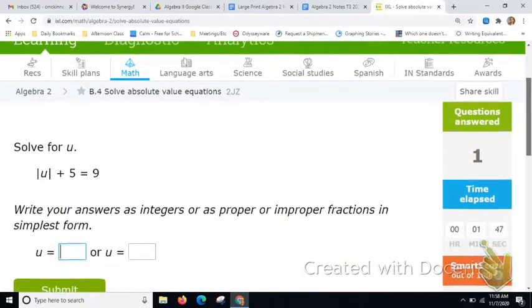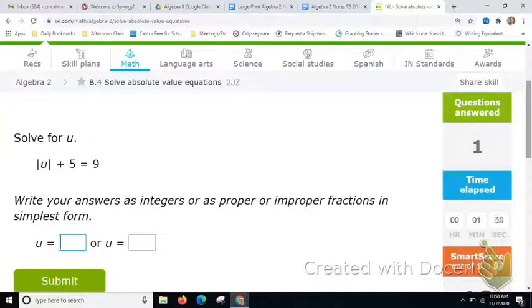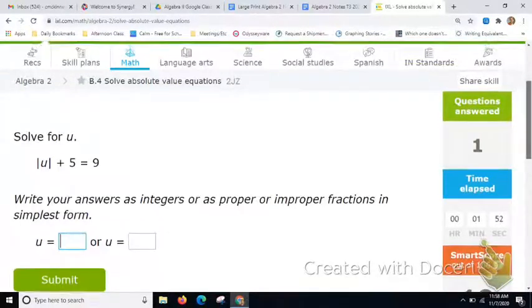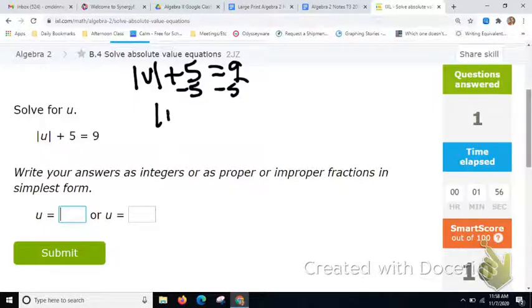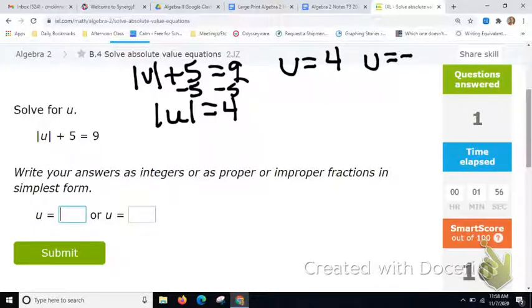So now this time, the absolute value bars are not by themselves. We have to get that by itself first. So absolute value of u plus 5 is 9. Take away 5 on both sides, becomes the absolute value of u is equal to 4. So then u is either 4 or u is equal to negative 4.